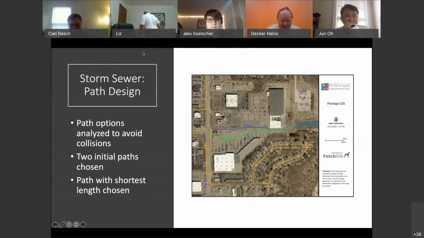So, all right, next up, we have the M-26 realignment over the Firesteel River.